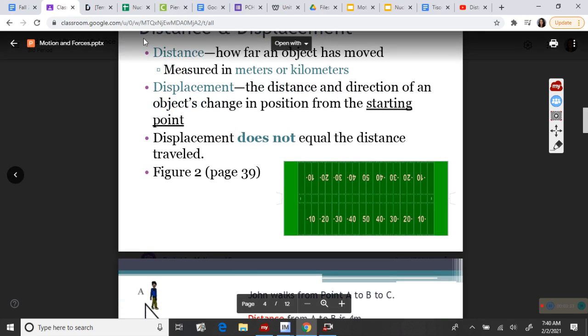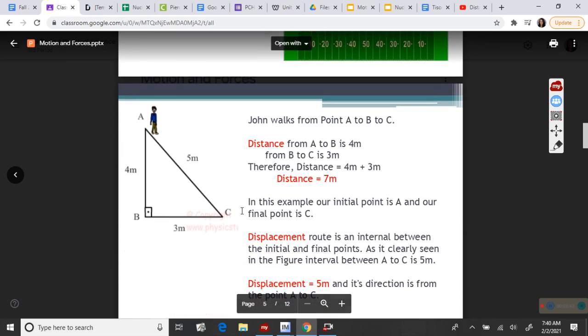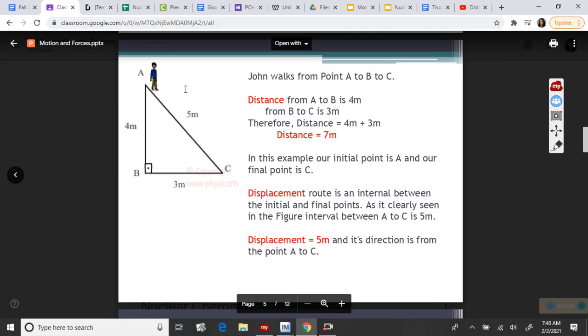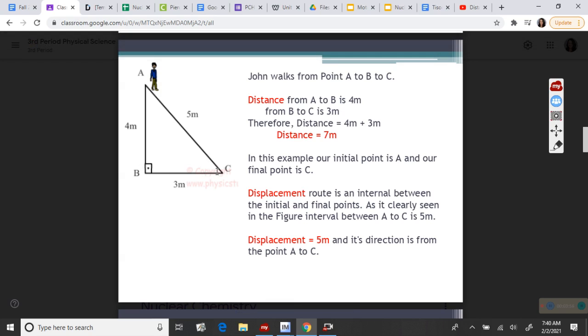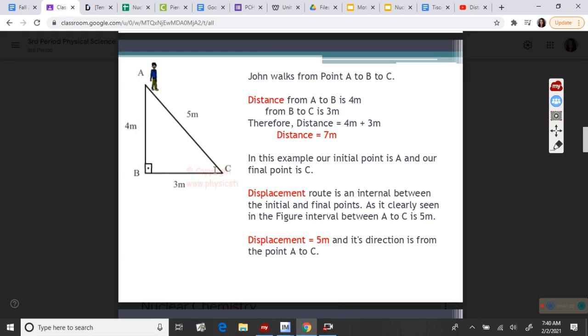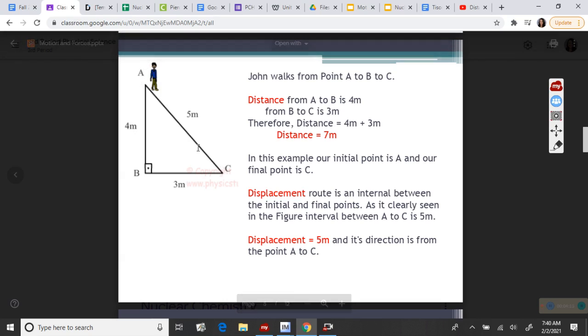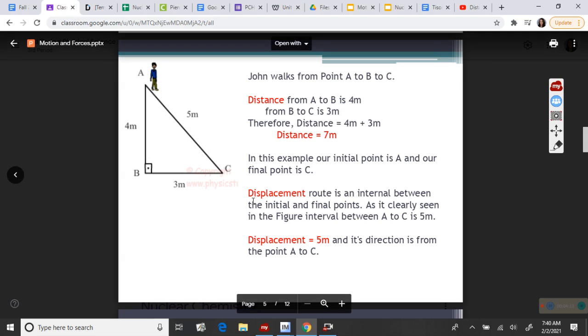All right? So if you look back at your notes, we're going to calculate speed now, and there's a specific way we calculate it. So it says speed is the distance an object travels per time. Okay, so we are going to calculate this using distance. Real quick, let's look at this example. From A to B, our distance is 4 meters. From B to C is 3 meters. And therefore, if we walk from A to B and B to C, we've walked 7 meters. Okay, displacement is between the points. And so, if we walk 4 meters and then 3 meters and we're at C, we are 5 meters from where we started, but we walked 7 meters.